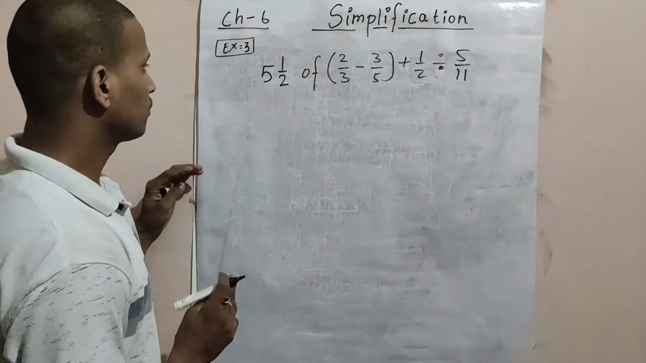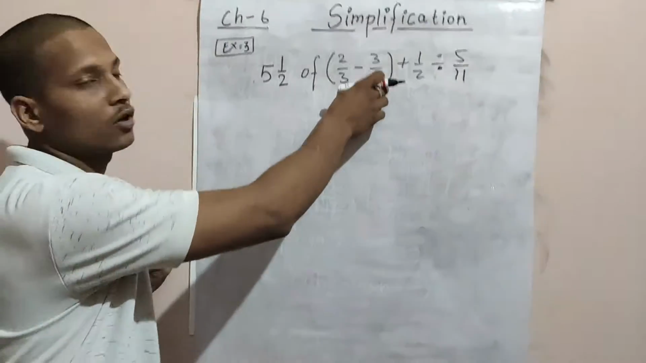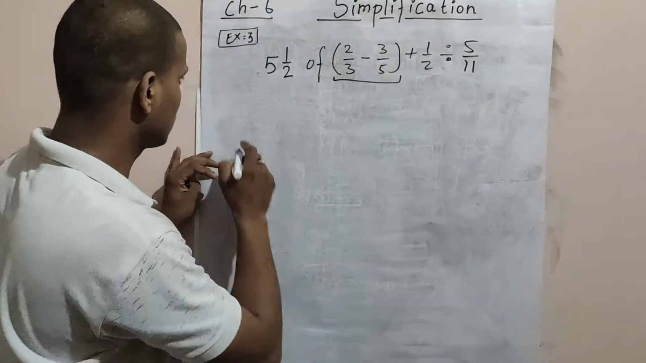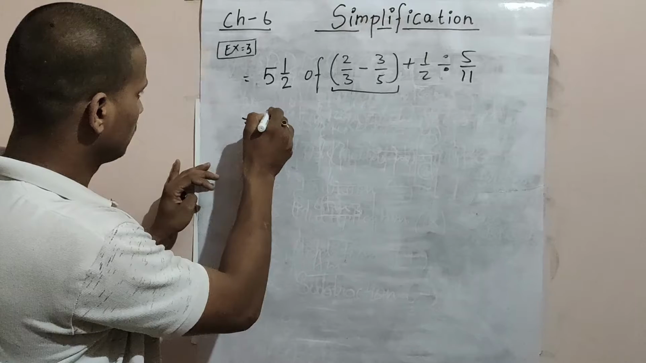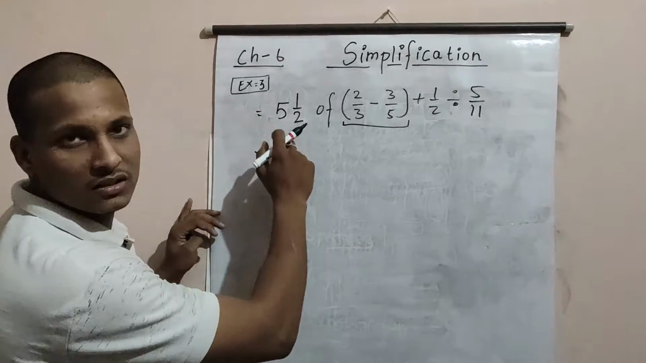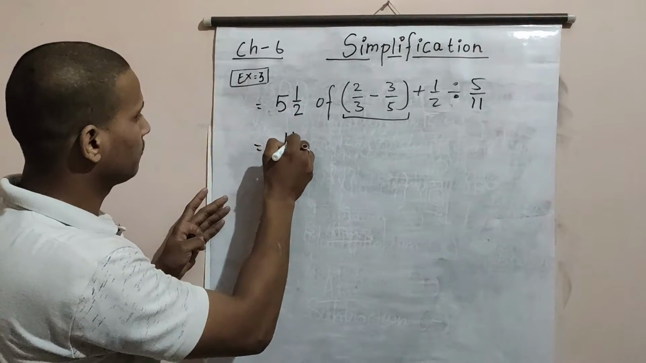Okay. So first we need to understand that BODMAS says that first we need to solve the brackets. Parenthesis is there, so we need to solve this particular thing first. And simultaneously, we need to change the mixed fraction into improper fractions, like 5 2s are 10 plus 1, 11 by 2.